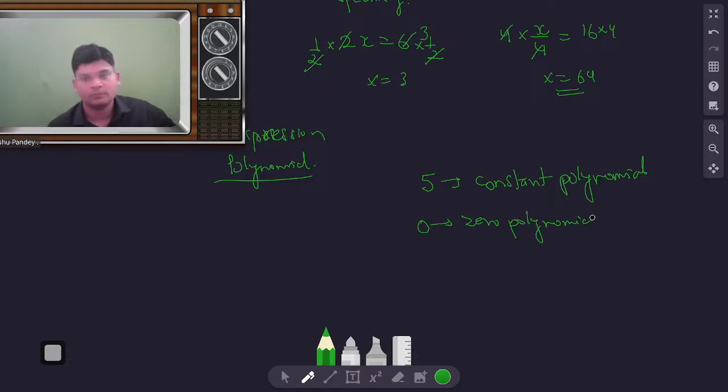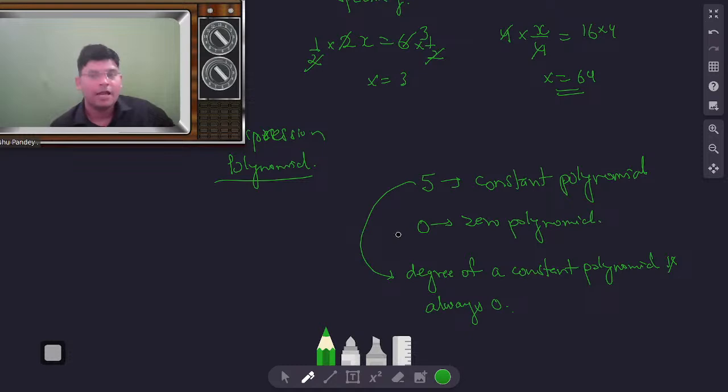Sir, if I ask you what is the degree of this polynomial, I can say the degree of this polynomial is 0. The degree of a constant polynomial is always 0. Please write it. Very good question. And the degree of a 0 polynomial is not defined. The degree of a 0 polynomial cannot be defined.